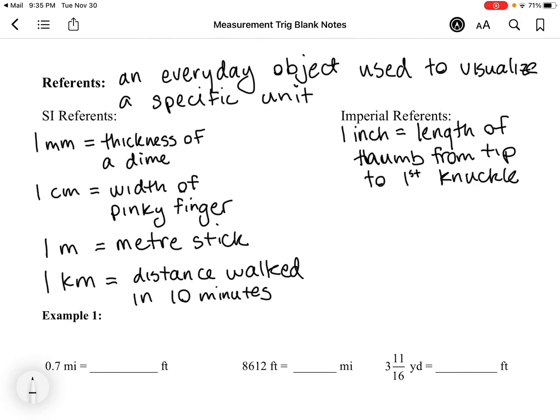Okay. 1 foot. Well, think about what it's named after, right? So a foot is the length of a foot, usually someone with a bit bigger feet, the length of a large foot.